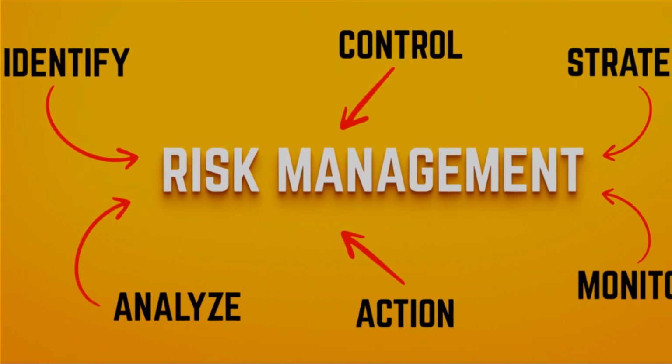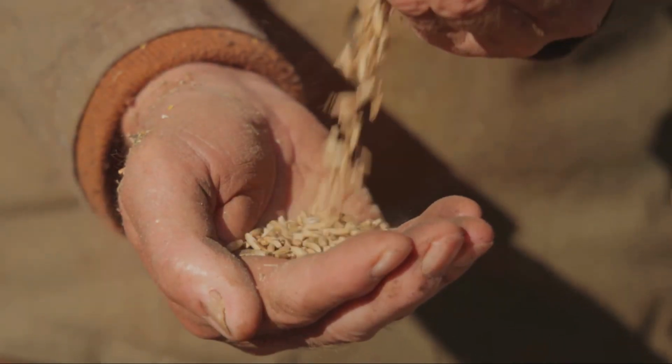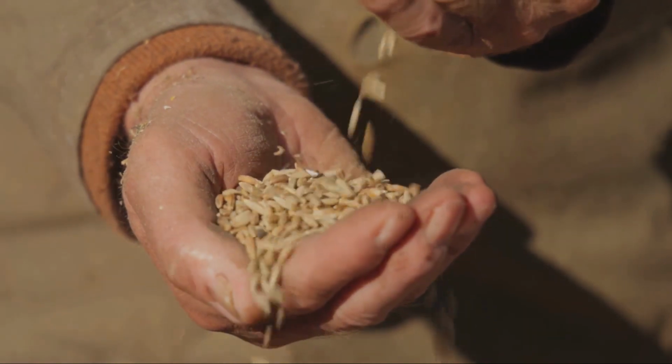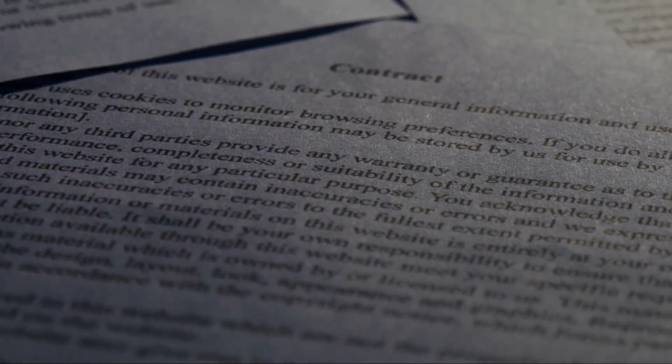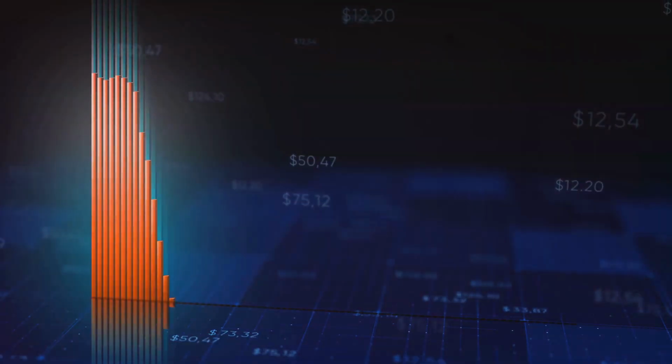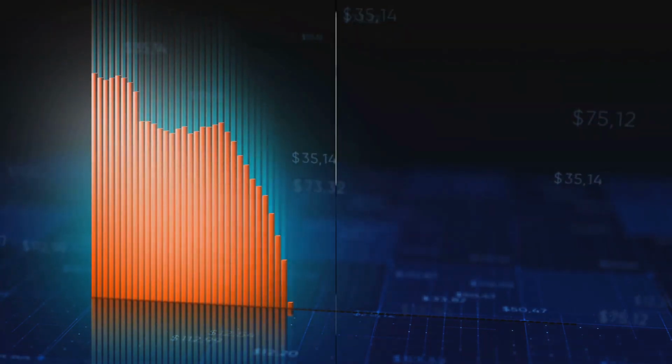Well, it's all about risk management. Going back to our farmer, he might be worried that wheat prices will fall by the time he's ready to sell his crop. So he could enter into a futures contract to sell his wheat at a specific price in the future. This way, he locks in a price now and eliminates the risk of falling prices.